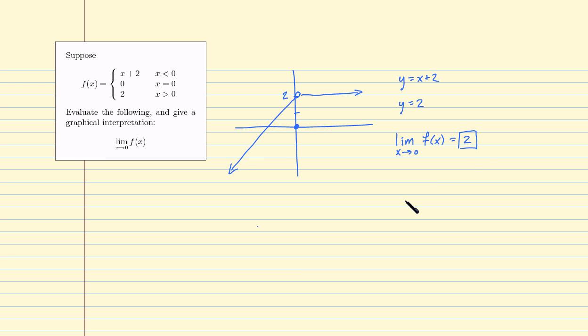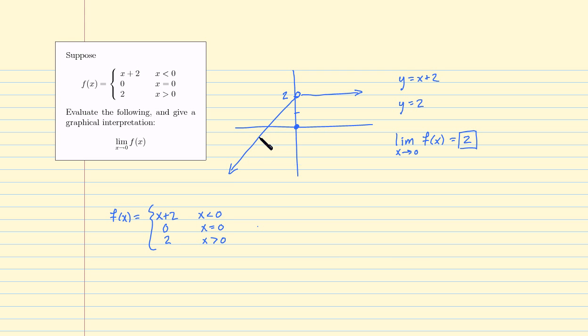But it's important to realize that you can evaluate this limit without ever graphing this piecewise defined function. Okay? So how do we do that? Well, let's write this function down again. So f of x equals x plus 2, that's one piece, when x is less than 0. It's 0 when x equals 0, and it's 2 when x is greater than 0. Okay, we've got three pieces here.